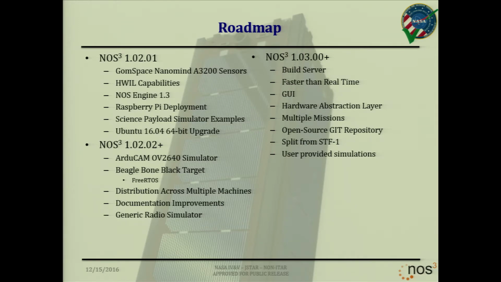So NOS Cubed 1201, that was our most recent release. It actually released this week. It hasn't even officially gone out to the public yet. It will here as soon as I get back home and can send out the emails though. We've added all those hardware in the loop capabilities I've shown there, upgraded the version of NOS Engine, able to run on the new Ubuntu version, 64-bit, so that you don't have to worry about 32-bit dependency problems and things like that. And then we've got a little bit more plans here spec'd out in the long run as far as adding that GUI, running faster than real time, being able to control time, things of that nature.